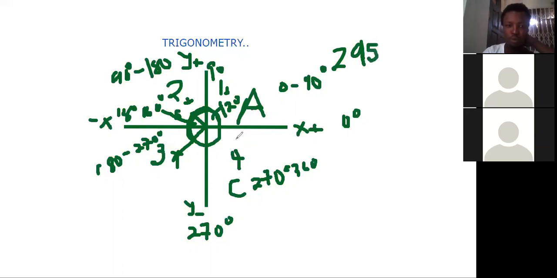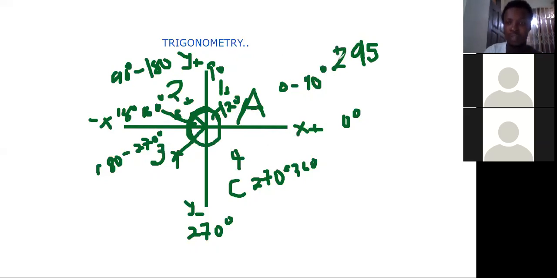Then that means I should be able to get the acute angle from this 290. So what I'm going to do is subtract 180 from this 290, because you know here is 180. From here to here is 180. And you're saying from here to here is 290, which is supposed to be here instead.